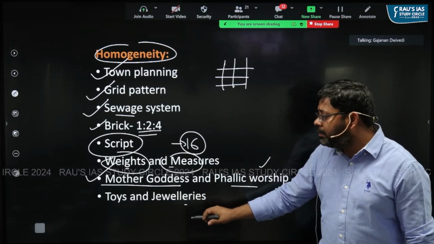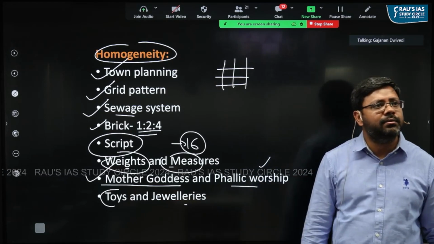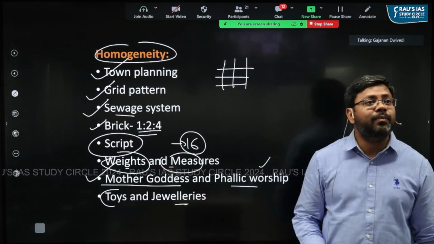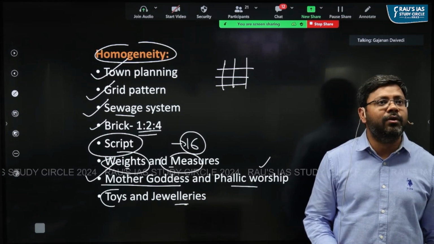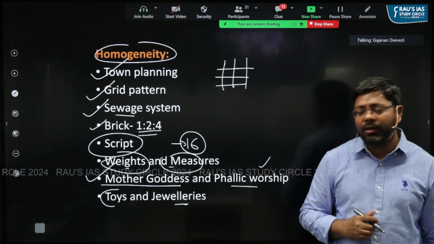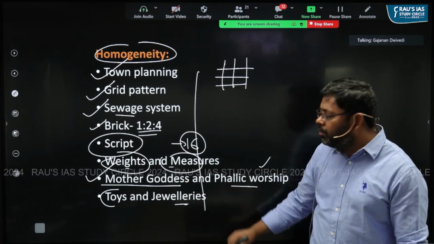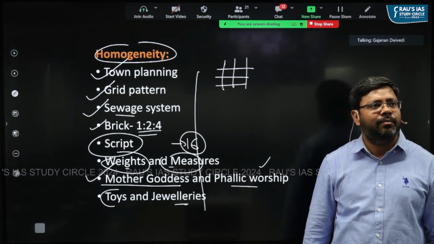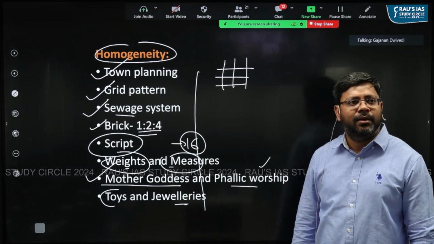From all the sites, we have found so many terracotta toys. Terracotta was very commonly used. Jewelry. The Harappans were expert jewelers. They were very fond of jewelry, no? So many beads, necklaces, so many things that we have found. Don't you think that there were so many common elements? Homogeneity. Pani clear with this, Meenakshi clear with this.